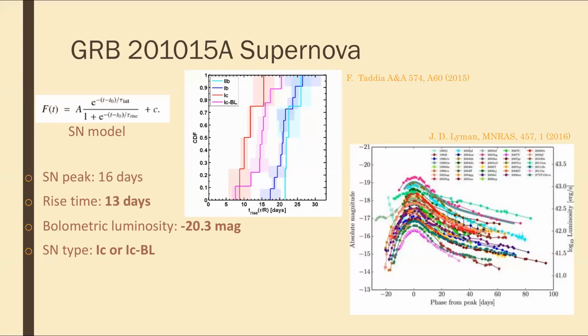Based on that, we also checked the bolometric luminosity, which was minus 20.3 magnitudes, and that's brighter than a lot of other GRB supernovae. So that's an interesting result as well. But it could be to do with the initial low energy in the gamma rays relating to higher supernova energy.